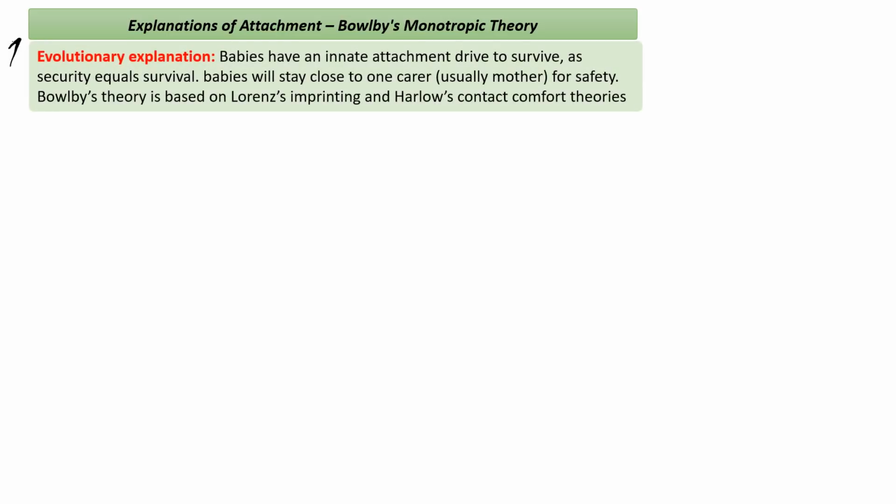So the first thing to mention about Bowlby's monotropic theory is that fundamentally it's an evolutionary explanation. It comes from the concept that babies, from an evolutionary point of view, have an innate attachment drive. And they have this innate attachment drive because they want to live, they want to survive. If they're secure, then they tend to survive. To stay secure, babies are evolutionarily primed to stay close to one caregiver. And this, in the vast majority of situations, according to Bowlby, is mum. Now Bowlby's theory is based in part on Lorenz's work on imprinting geese, and also Harlow's contact comfort theories.